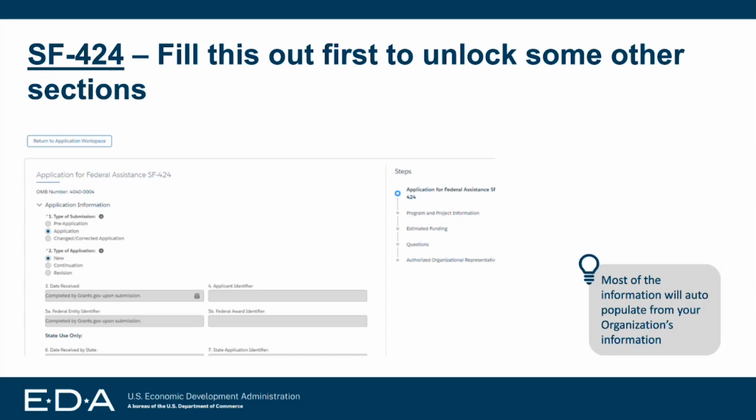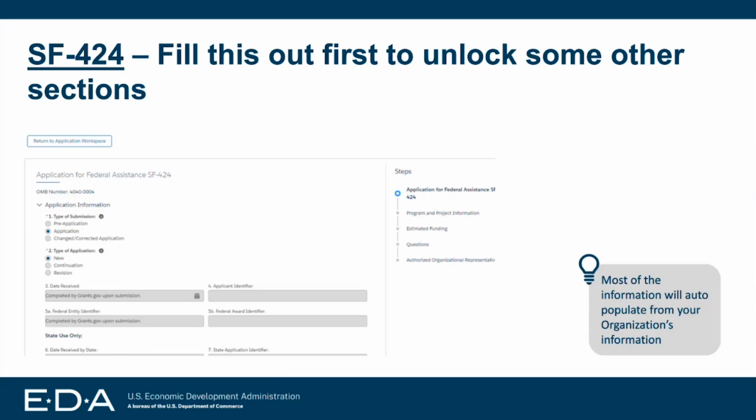The next thing you're going to do, now that you've set up your team, is move to your SF424. This is the first form. Some of the other sections will not unlock or let you edit them until you fill this one out first. So do take a minute, fill out this form. You can always come back and change it before you submit it, but I would go through and fill this out as comprehensively as possible.